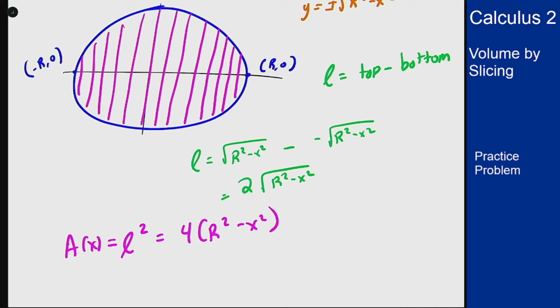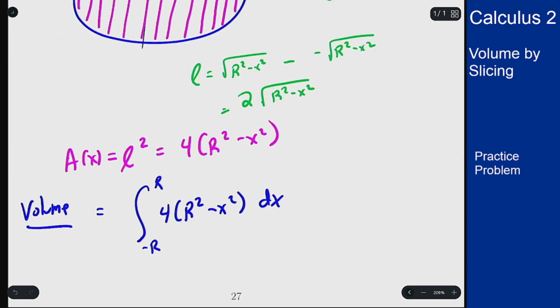And then to find the total volume, I want to integrate this area over the entire object, so from x equals minus r to x equals plus r. Remember here, r is a constant, and x is your variable. So when you integrate this, the 4 can come out front, and I'm going to get, inside, r squared times x, and then minus x cubed over 3, from minus r to r.